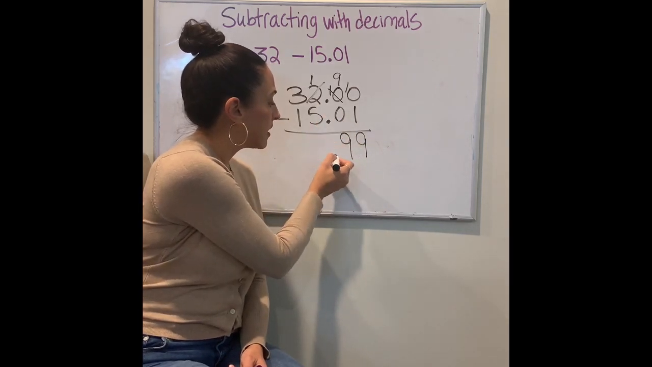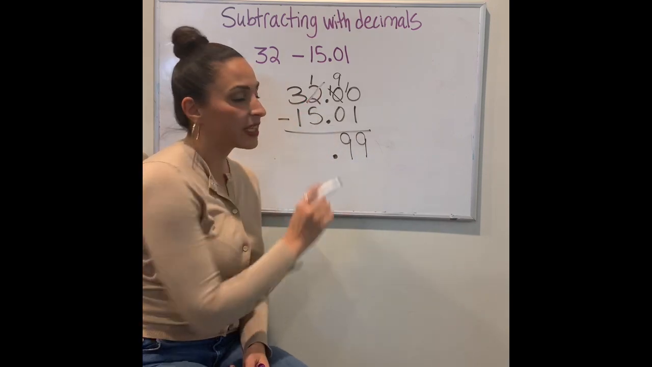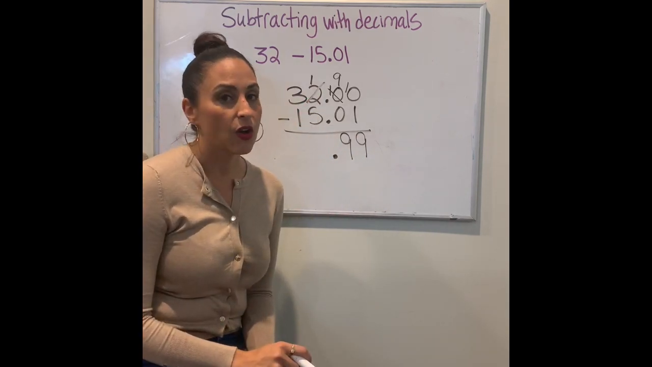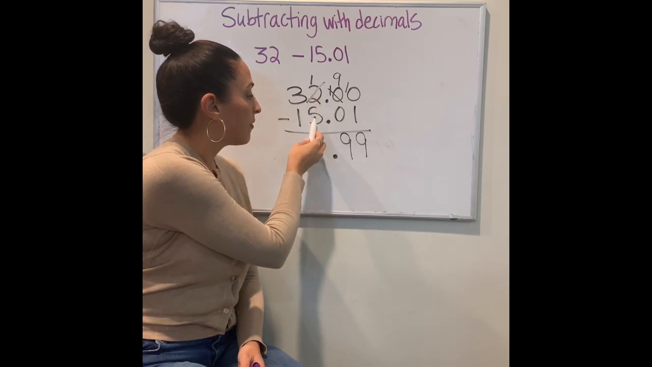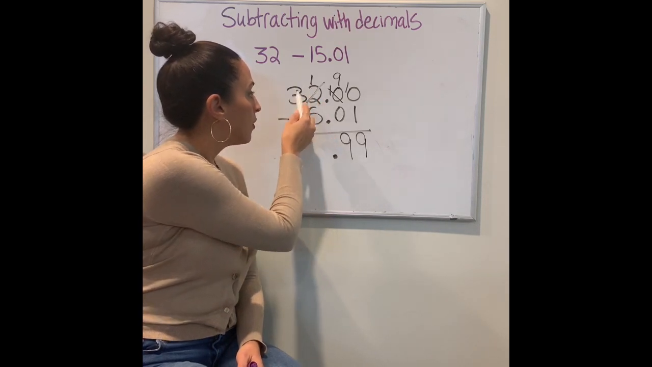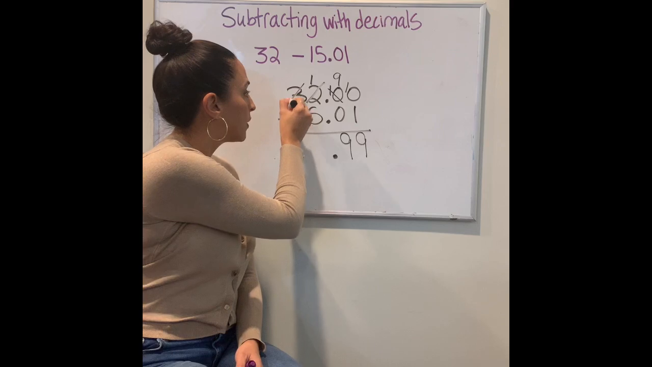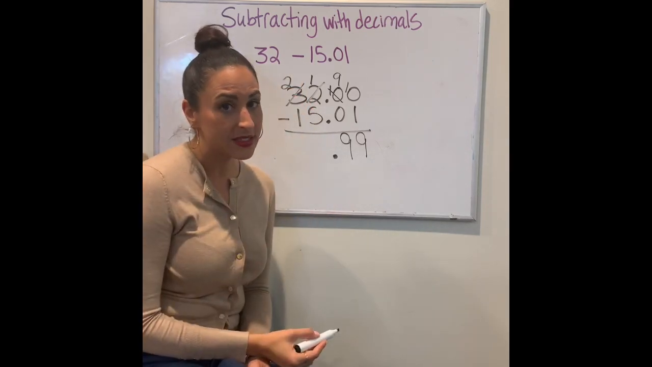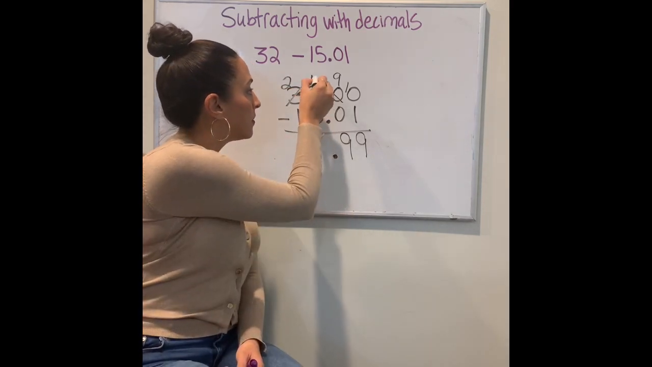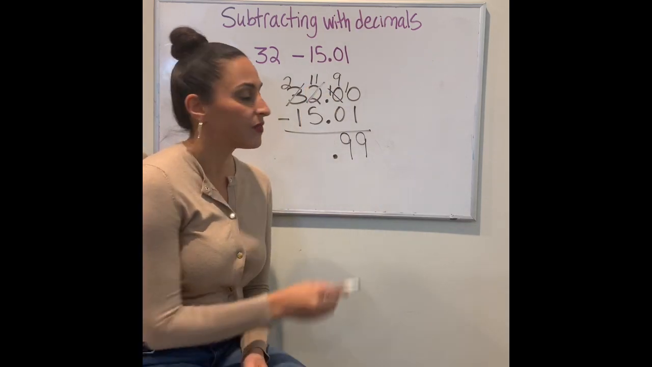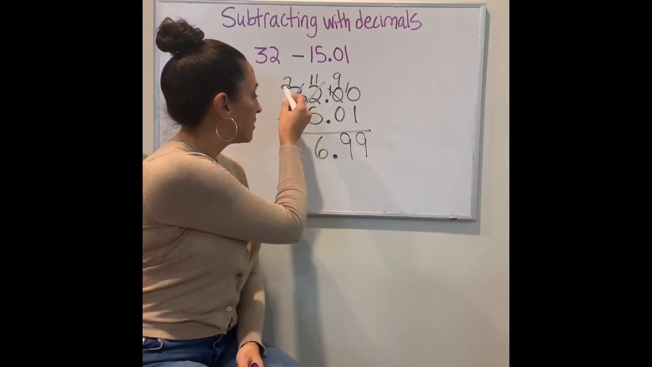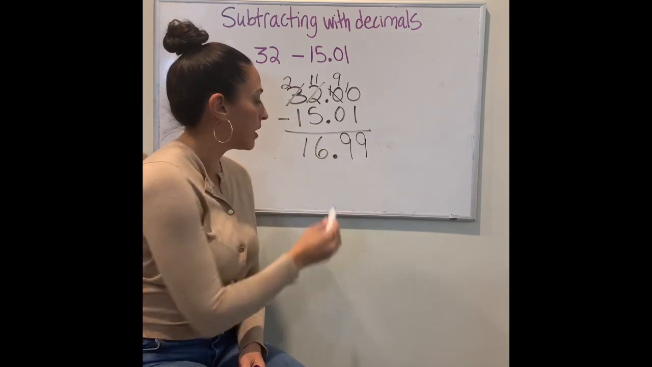Bringing down the decimal. I have to borrow again. So here I go. 5 minus 1, you can't take away from 5. So I move over to the tens place. The 3 becomes 2 tens. And the 1 becomes 11. 11 minus 5 is 6. And 2 minus 1 is 1.